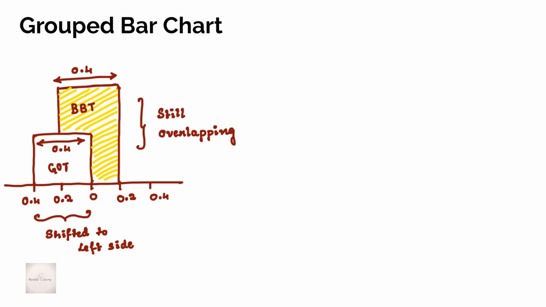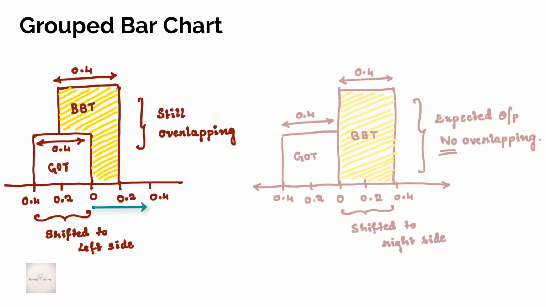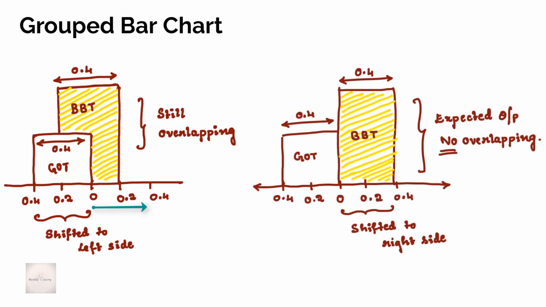Now I'll perform one more shifting, for this BBT. Here I'll be shifting this to the right side this way. Okay, so guys, here we can clearly observe both bars side by side without overlapping, and of course the width is 0.4. So now let's implement this concept in our coding and see how we can shift these bars.